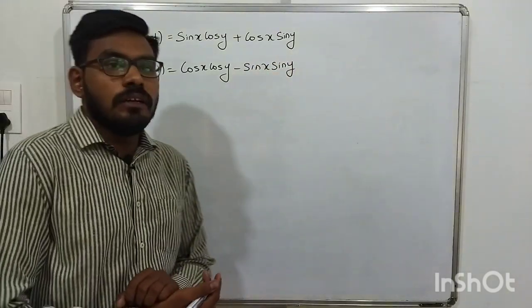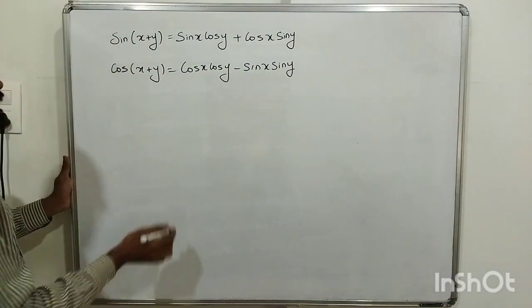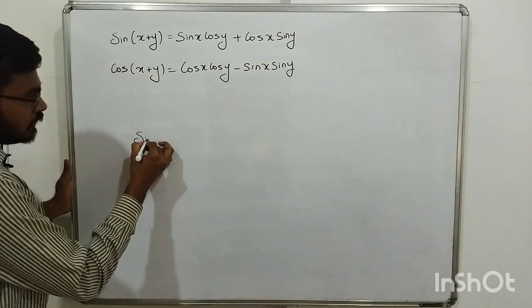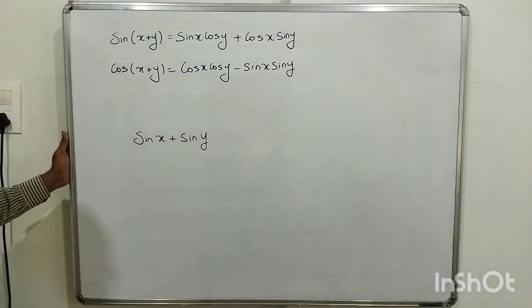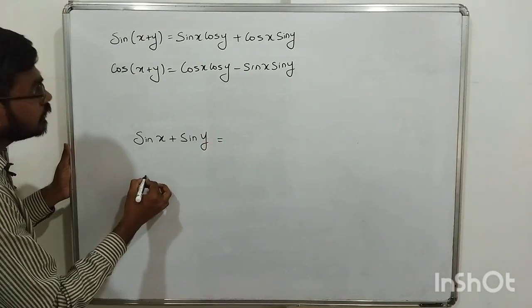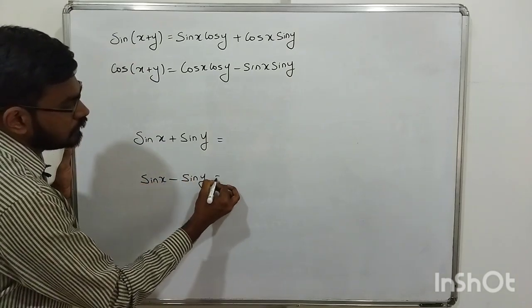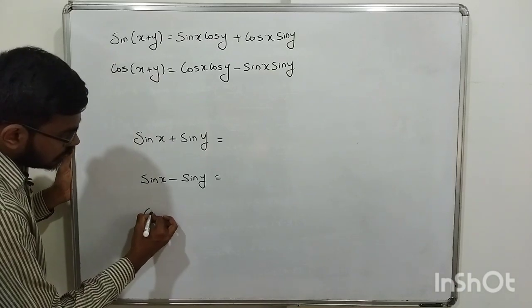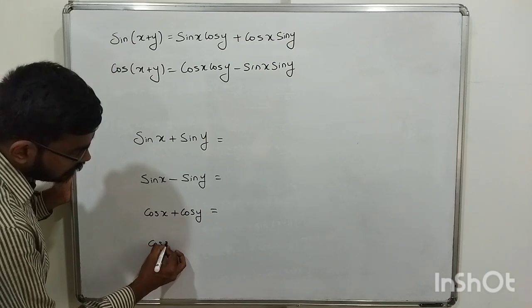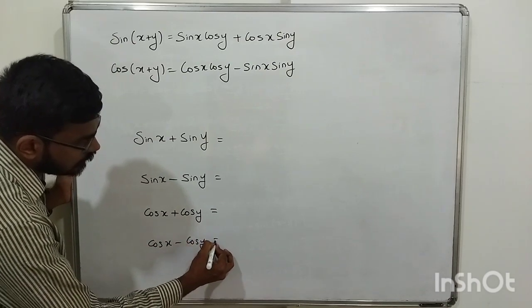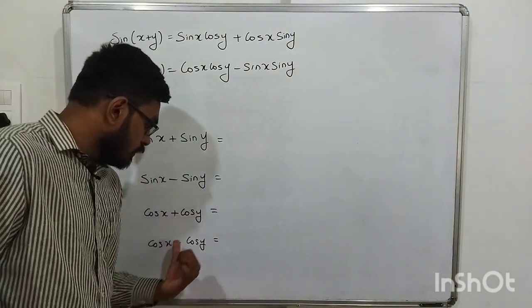Now see the factorization formulas one by one. These are the four factorization formulas. First one is sin x plus sin y is equal to, that we'll write later. Similarly sin x minus sin y is equal to, we'll write later, cos x plus cos y, and cos x minus cos y.